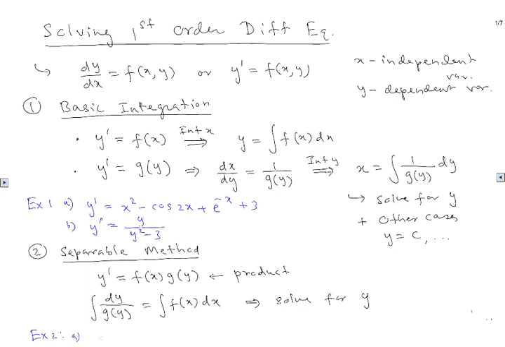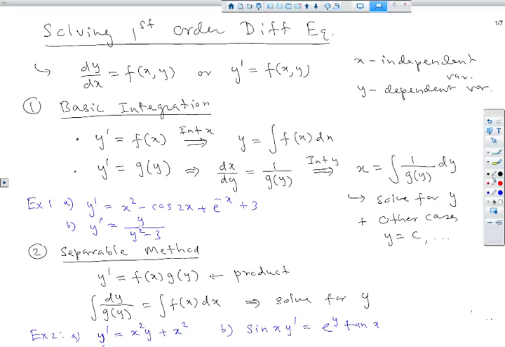The first one is y prime equal x squared y plus x squared, and part B you can try sin x y prime equal e to the y tan x. You can try those two for separable methods. So let's go to the third method.